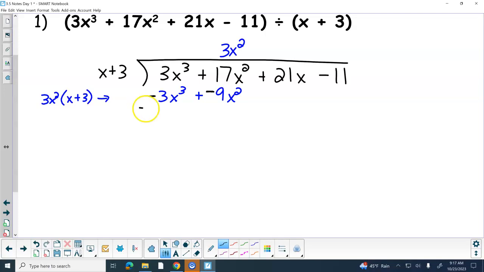Now, let's do the math. Notice what happens. 3x cubed minus 3x cubed. 0. That goes away. That needs to happen every single time. That first term needs to go away. Okay? 17x squared plus negative 9x squared. 8x squared. 8x squared. Okay? Then what did we do? We bring the next. We brought the next one down, right? So we're going to bring the next one down.